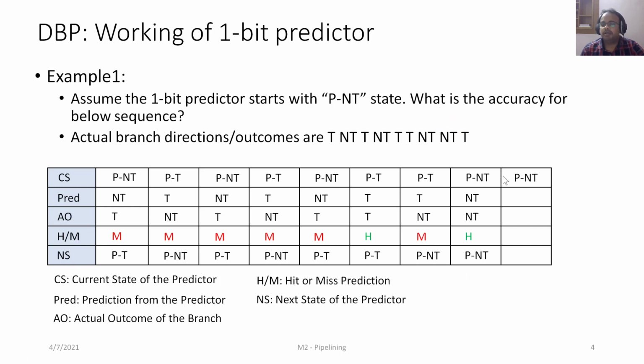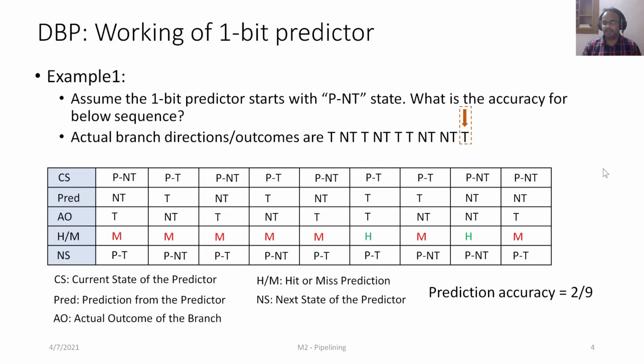For the last time here, we are in the predict not taken state. We will predict not taken, but the actual branch outcome is taken. Again, we see a mismatch, and so we will switch the state to predict taken. The next time we want to use the same predictor for this branch, it will start with predict taken. Now, if you look at the total number of times we use this predictor, it is 1, 2, 3, 4, 5, 6, 7, 8, 9. We have consulted this predictor 9 times, and of those 9 times, only 2 times it has provided a hit prediction. So the accuracy of this 1-bit predictor is 2/9.